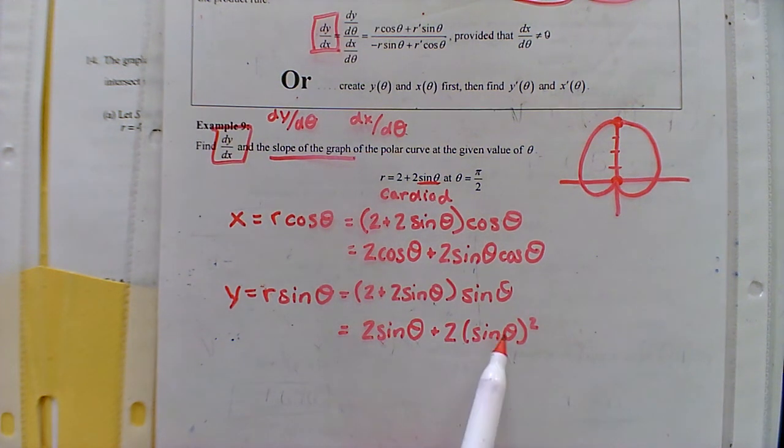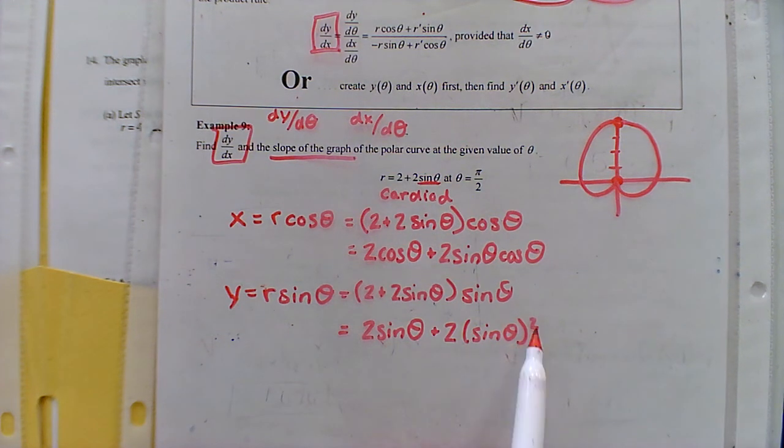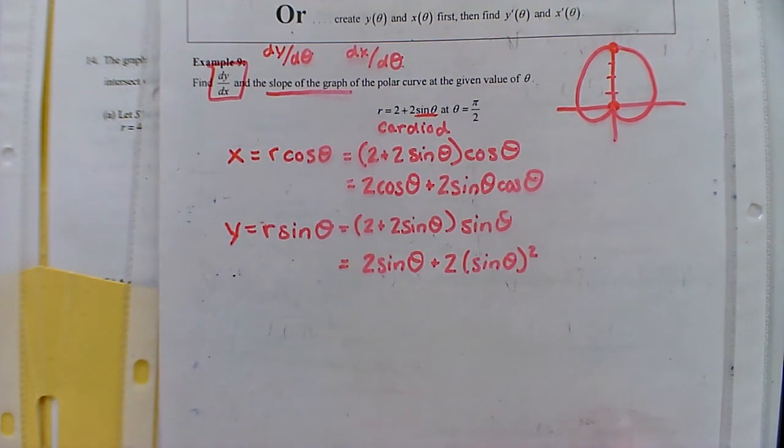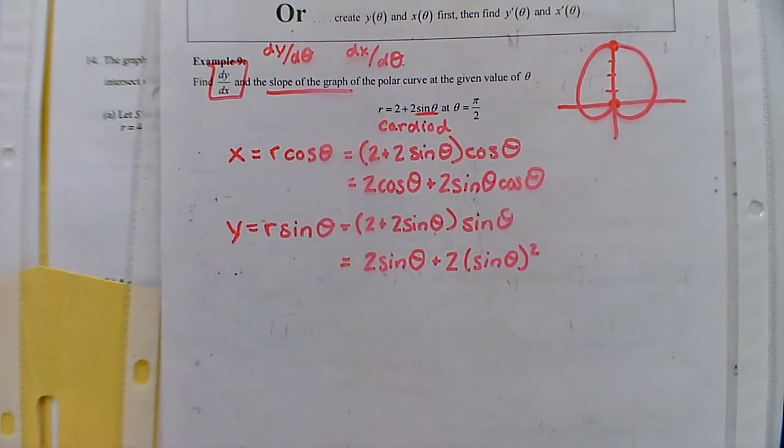All right, you can either put the squared after the sine, like sine squared theta, or if you want to put sine in parentheses and then square it, you could do that too. They mean the exact same thing. We did okay so far? We have the x equation and the y equation.